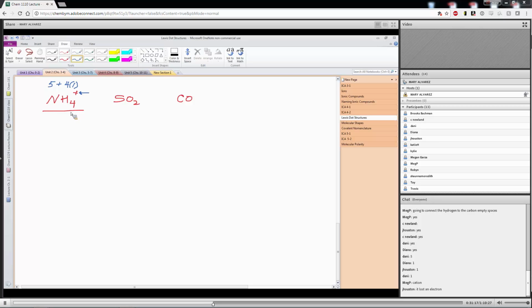It lost an electron. Perfect. I'm missing 1 electron because I have a positive charge overall. So in my total number of valence electrons, I have lost 1, and I've got to count that. My total number of electrons available for distribution: 5 plus 4 times 1 minus 1 gives me how many total electrons can I play with in the structure?